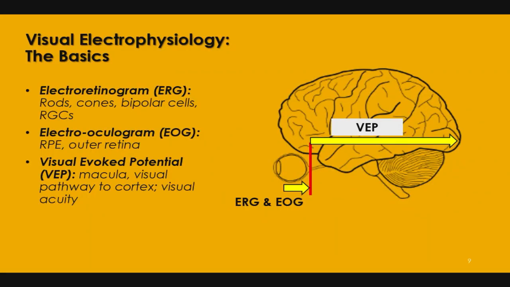Electrophysiological techniques, sometimes we abbreviate them as EDTs, come in these three general forms, all right? So the first one, the electroretinogram, measures the signals from the retina. And here we are interested in the rods, the cones, the bipolar cells, the retinal ganglion cells.